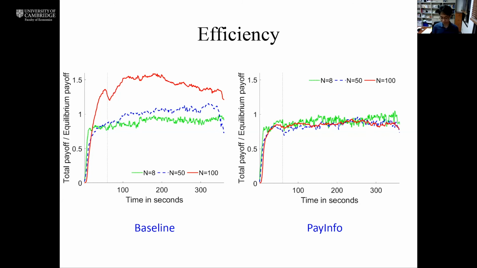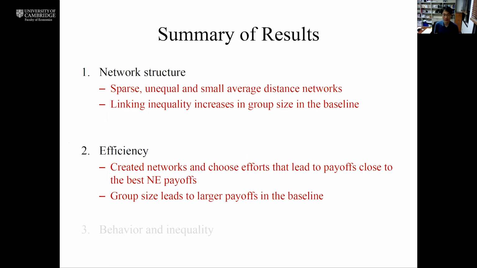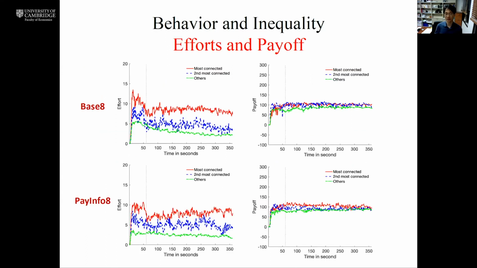Now the summary is that the efficiency level is quite high, and group size leads to a larger payoff in the baseline treatment. Finally, about the behavior and the payoff, we look at the effort as the main behavior. And I will start with a small group.